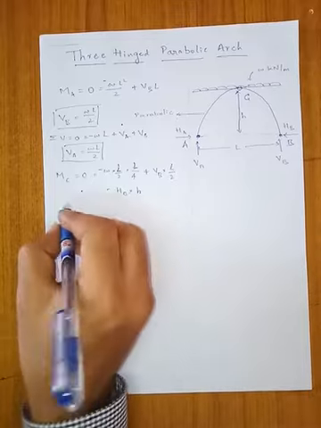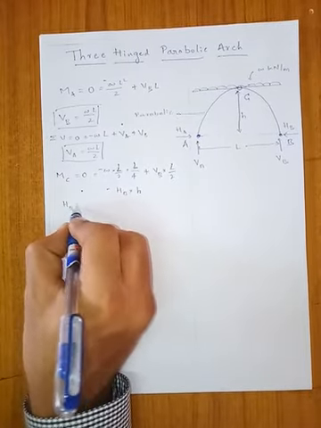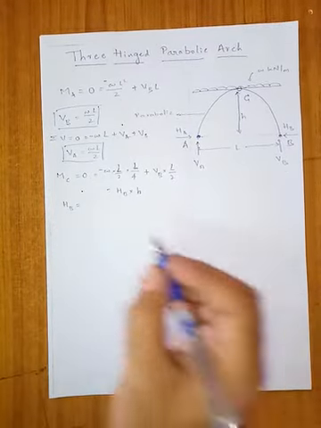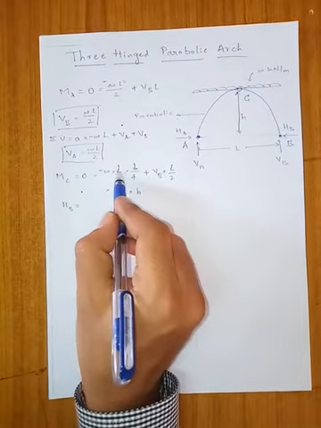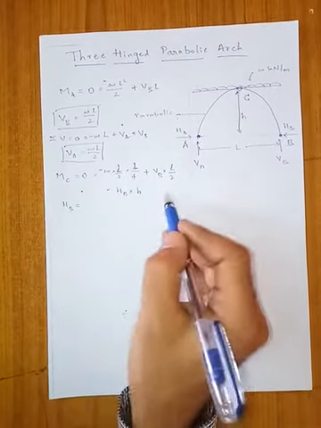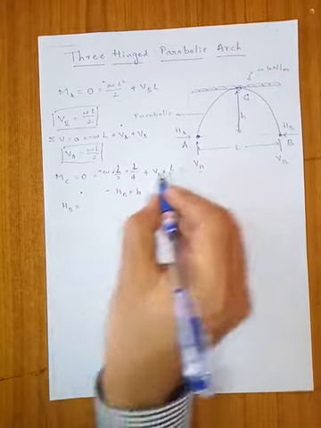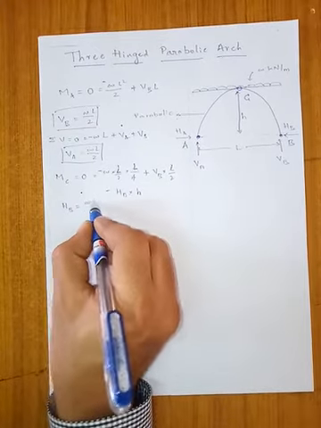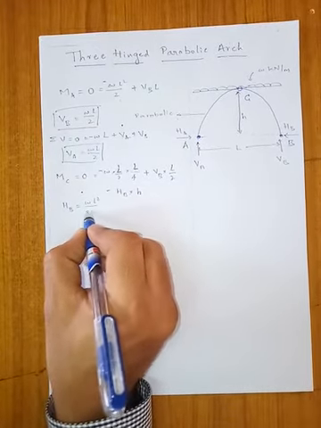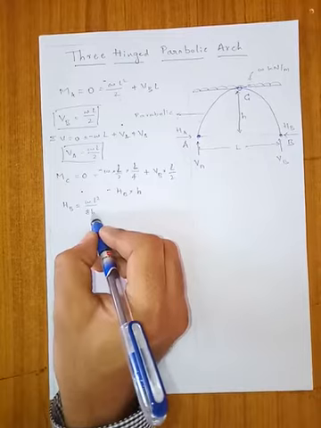You can calculate HB is equal to WL square upon 8H. WL square upon 8 divided by H. HB is WL square upon 8H.